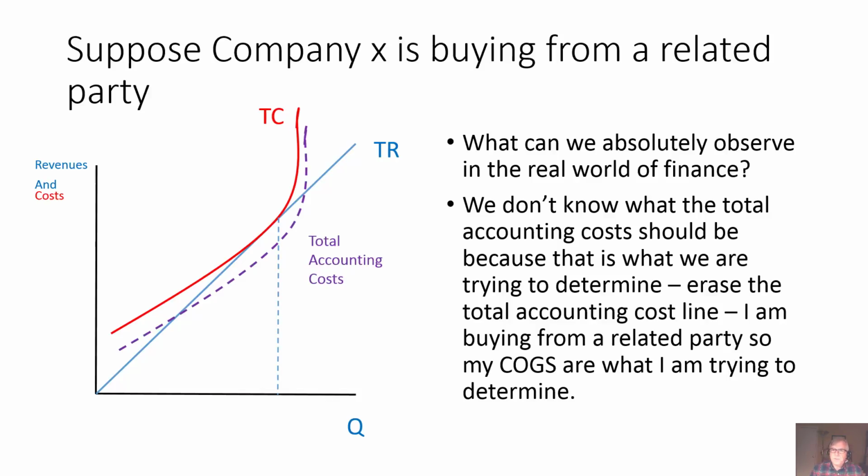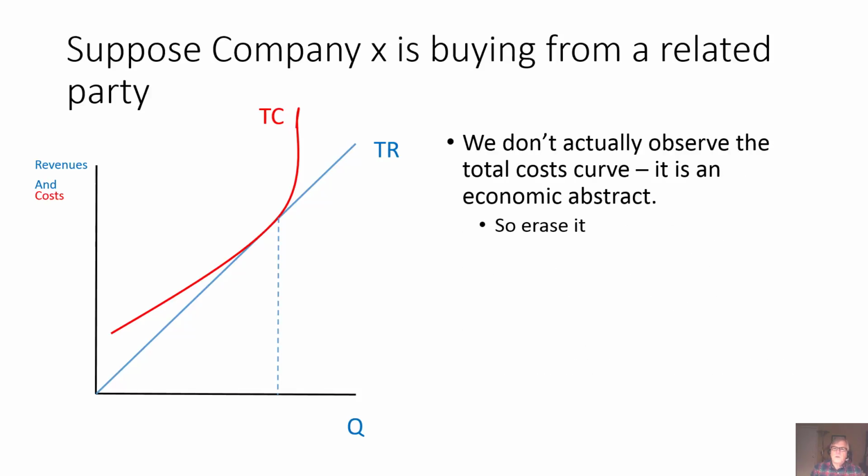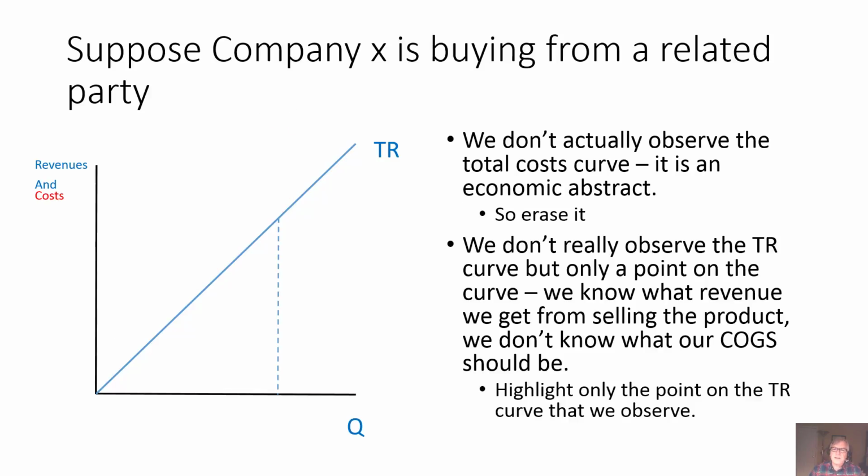We don't actually observe all of that total accounting cost line, so we've got a point that you're buying from a related party, so you're not even really sure you know your COGS well here, right? That's where your related party transaction is affecting your income statement. You're buying from related parties. So let's get rid of that accounting cost line and say that's something we're not so sure of anymore. Also, we know that we don't actually in reality see a total cost line. It's the economic abstract, so let's just get rid of that.